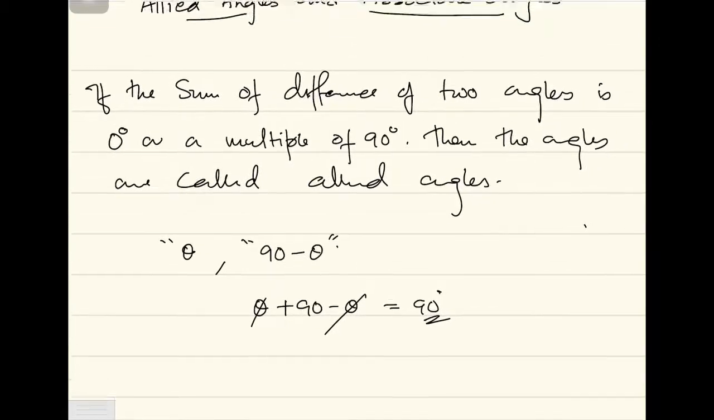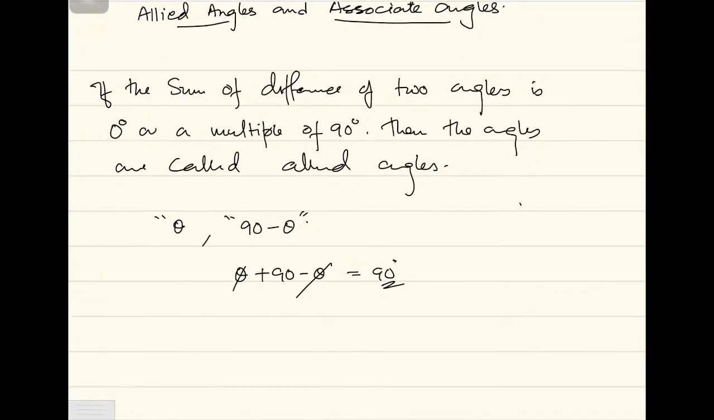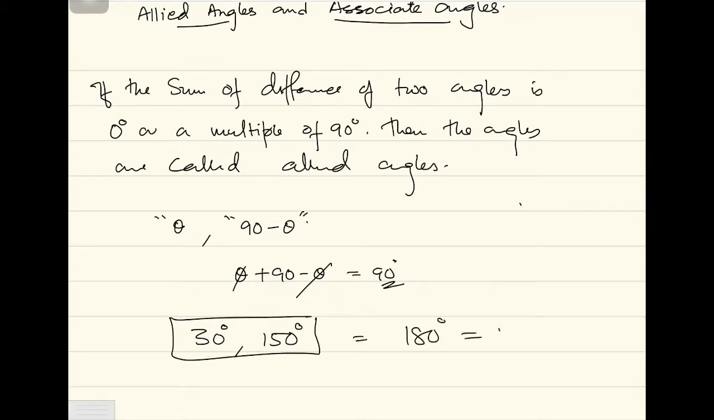So in particular, allied angles would be something like this: 30 degree and 150 degree. I can say they are allied angles, because if you add them, it will give you 180 degree, which is a multiple of 90 degrees. So these are allied angles.